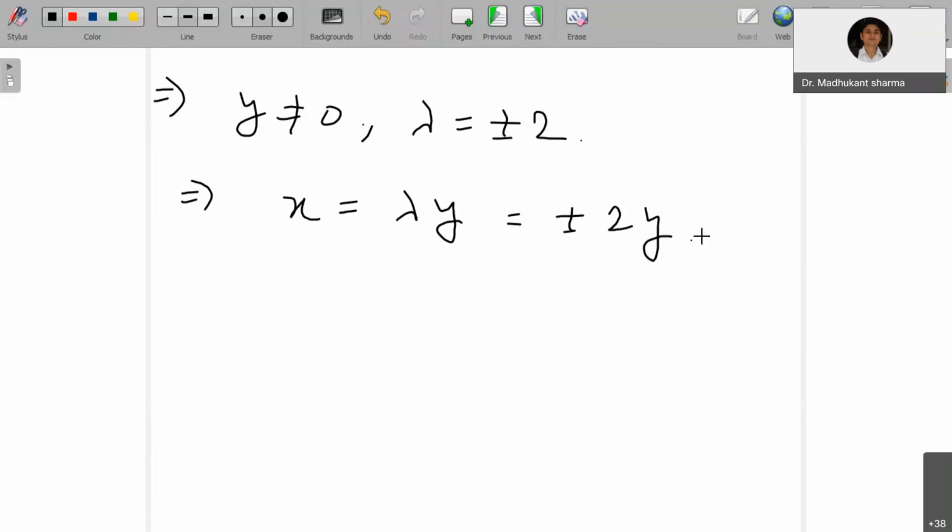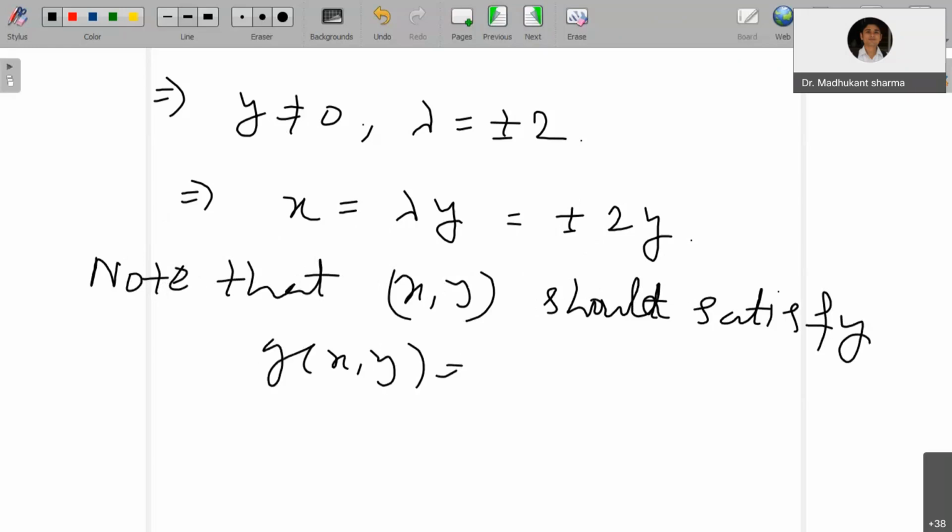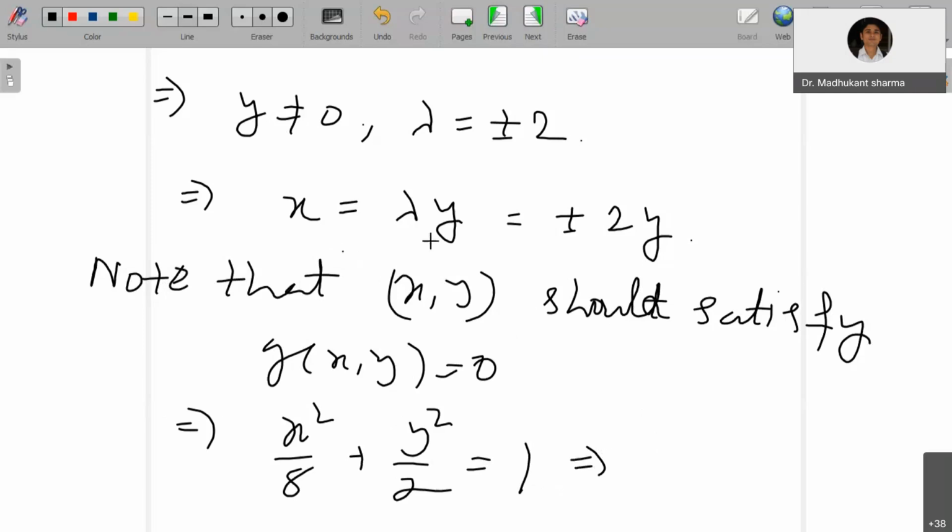Now, we have identified lambda is plus minus 2 and y is non-zero, and x values also depend on y. Note that the pair x comma y should satisfy g of x comma y equals 0. This means x square by 8 plus y square by 2 equals 1. Since x is plus minus 2y, I can use it here.